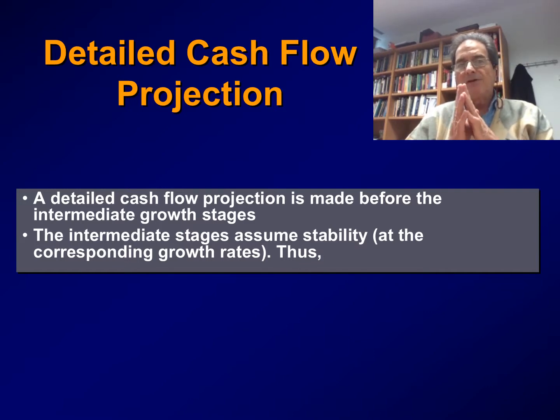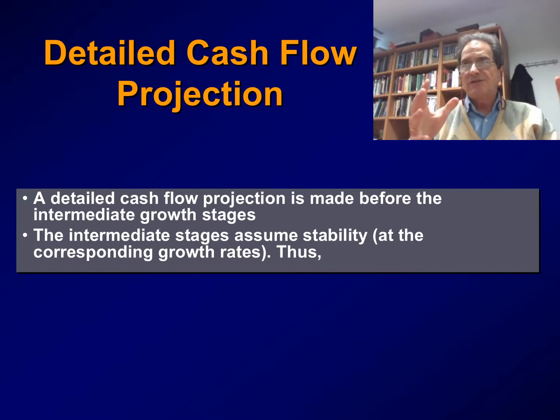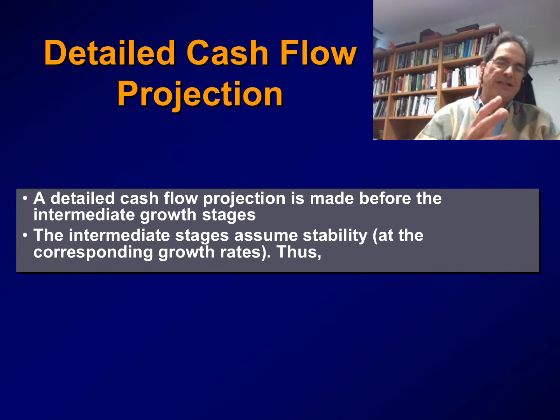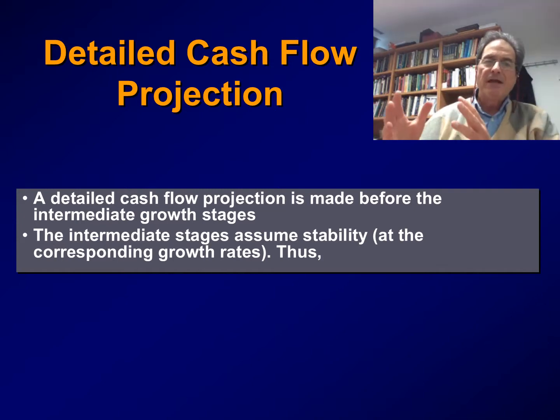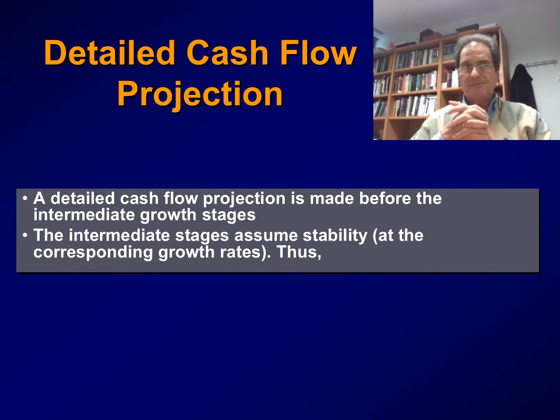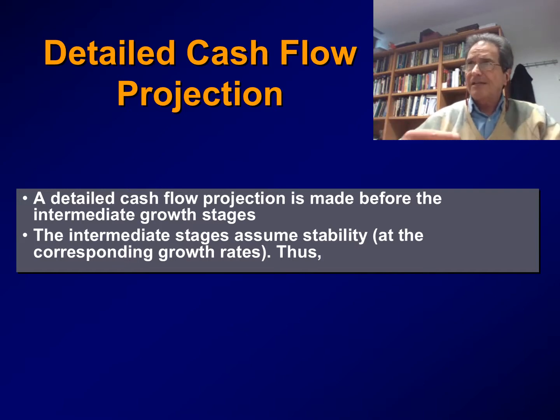We said before that we have these first two stages. The first stage is a detailed cash flow projection, and then we have several intermediate stages. Once we reach the first intermediate stage, we need some kind of stability, because we have to assume a certain growth rate for this period, and the cash flows are going to grow at this growth rate. So there is certain stability, consistent with the growth rate, but certain stability.